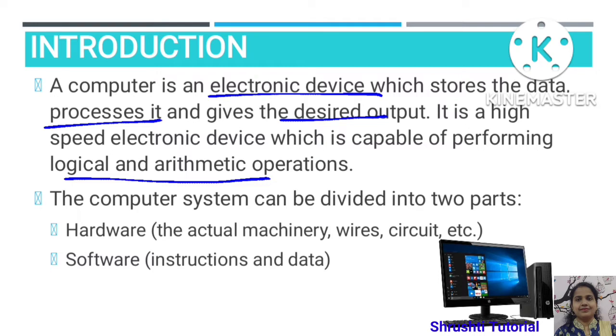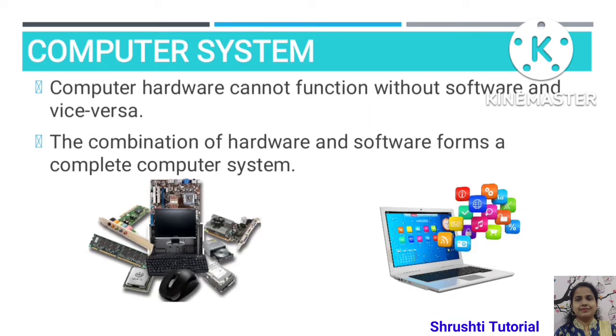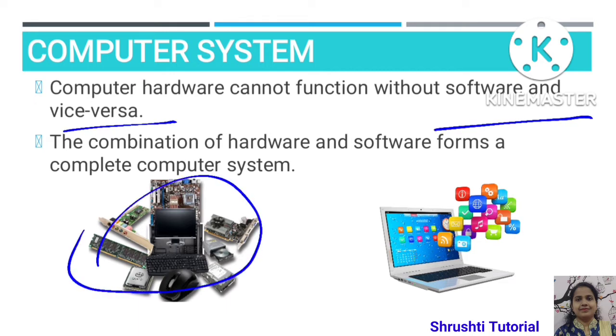The computer system can be divided into two parts, that is hardware and software. Hardware means the actual machinery, wire, circuits. These are the hardware parts. And software means instructions, the data. Let us discuss this. Computer hardware cannot function without software and vice versa. Computer hardware is the physical parts of the computer which we can see and touch. These are the hardware devices.